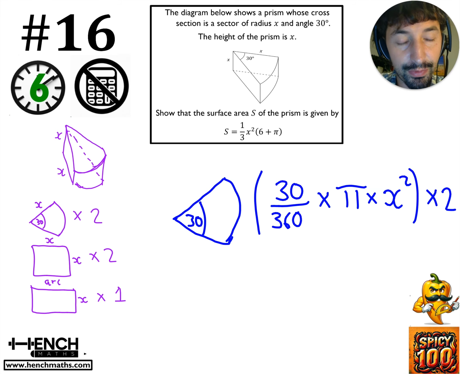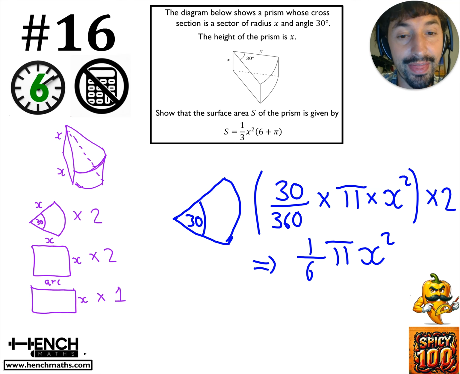So if we simplify that, 30 over 360 is a 12th. So we've got 2 twelfths. So this is 1/6 pi multiplied by x squared. And that will be the area of the 2 sectors. So that's the 2 sectors on the top and the bottom.